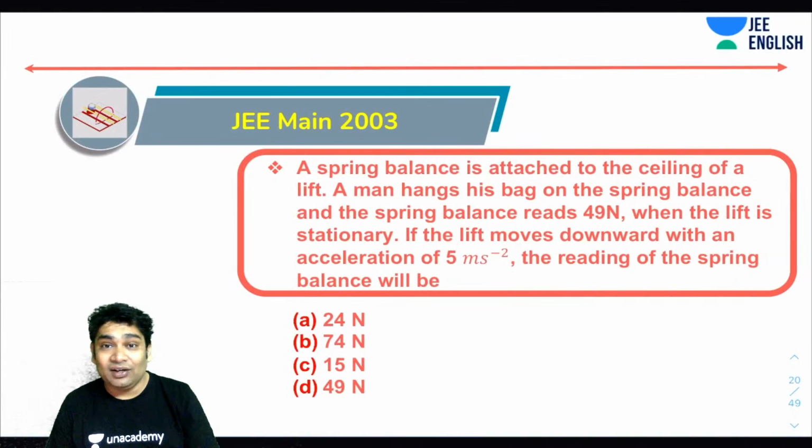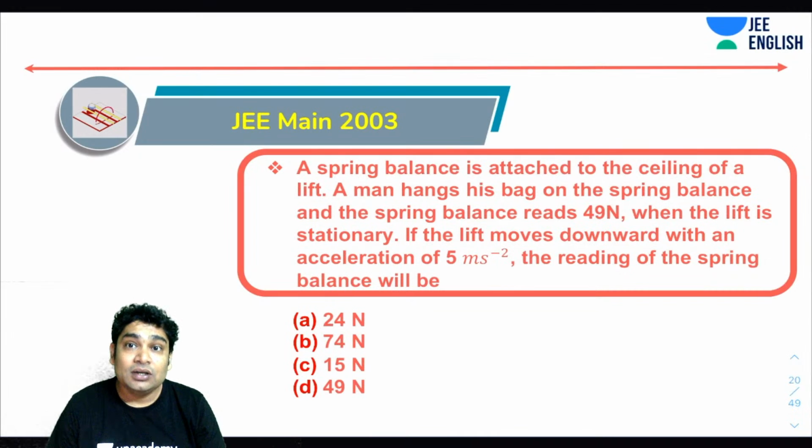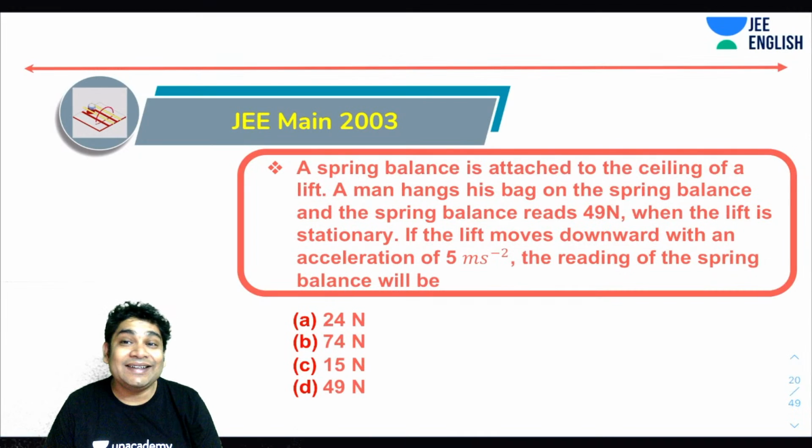Okay, let's quickly take a look at another question. Here we've been told that a spring balance is attached to the ceiling of a lift and a man hangs his bag on the spring balance, and the spring balance reads 49 newtons when the lift is stationary. If the lift starts moving downwards with an acceleration of 5 meter per second square, the reading in the spring balance will be. So what will happen to the reading of the spring balance when the lift starts to go down with an acceleration of 5 meter per second square?